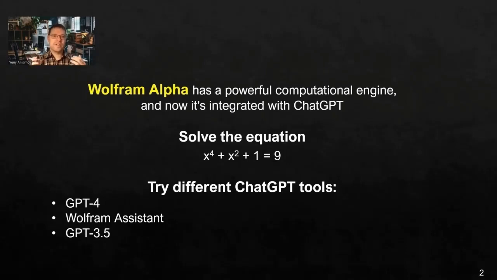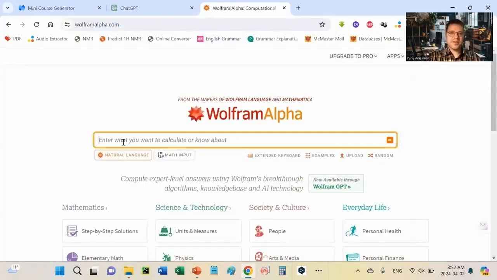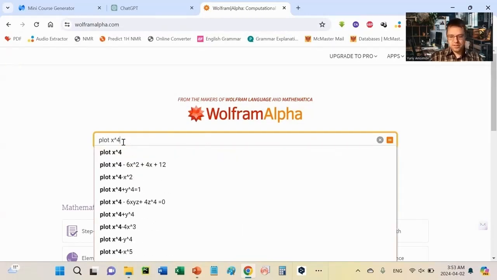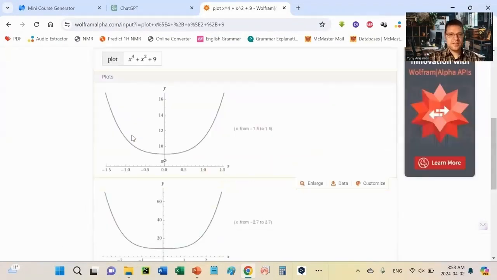So let's go first to their official website, I will show you. If we go to wolframalpha.com, here you can enter what you want to calculate. For me, I find Wolfram Alpha extremely useful when I want to plot graphs, because it can plot the entire graph in a few seconds. And we can type here, plot x to the 4 plus x squared plus 9, enter, and there we go. So you got this graph, you can use it now for whatever purpose.